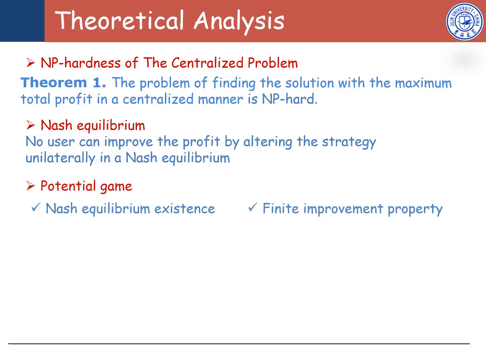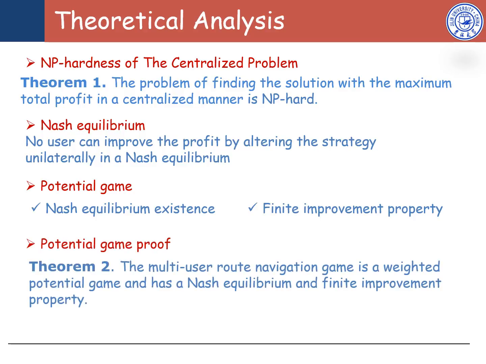And the potential game has two important properties. First, there always exists at least one Nash equilibrium in a potential game, and the potential game always converges to a Nash equilibrium in a finite number of decision steps. We prove the multi-user route navigation game is a weighted potential game, so it can converge to a Nash equilibrium in a finite number of decision steps.